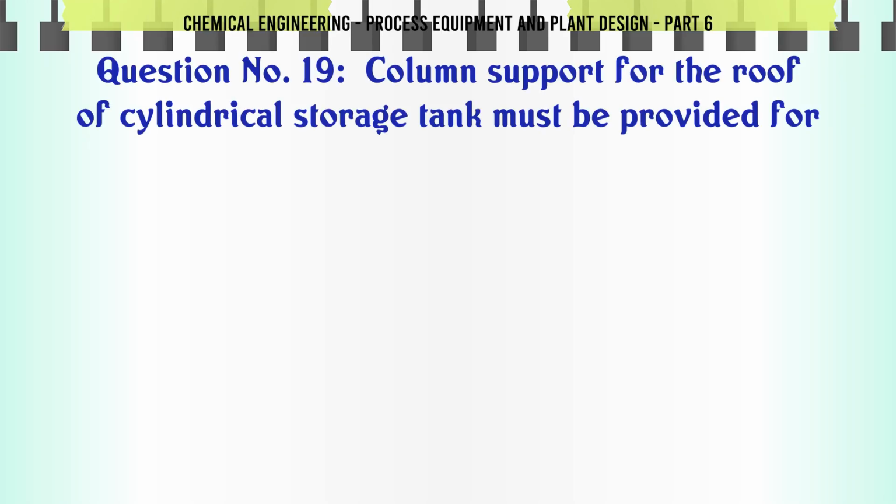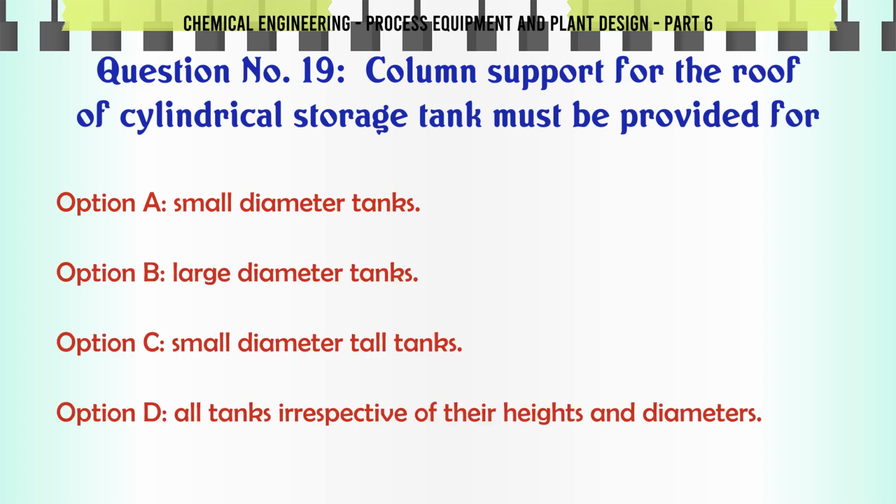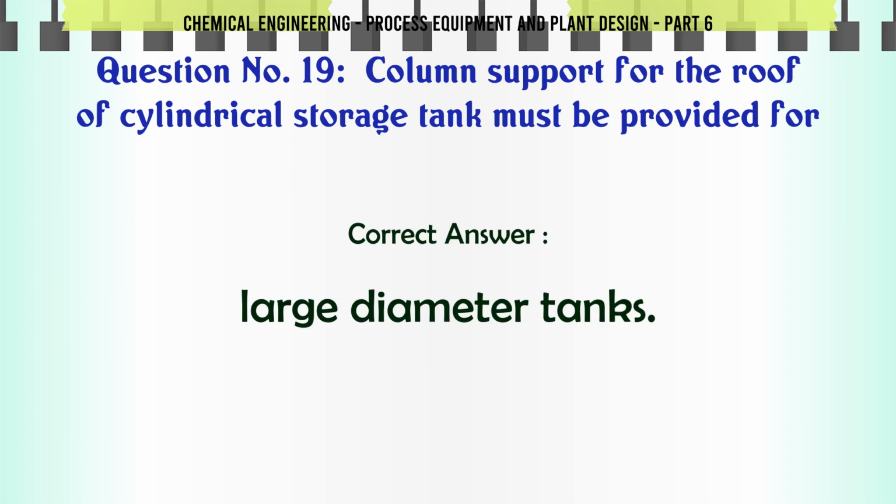Column support for the roof of a cylindrical storage tank must be provided for A. small diameter tanks, B. large diameter tanks, C. small diameter tall tanks, D. all tanks irrespective of their heights and diameters. The correct answer is large diameter tanks.